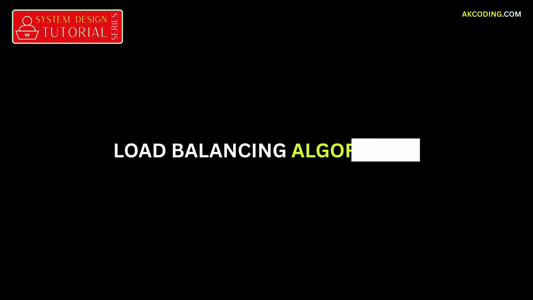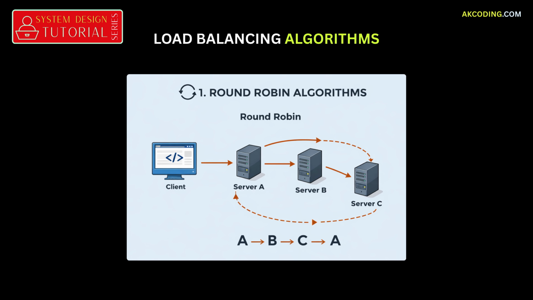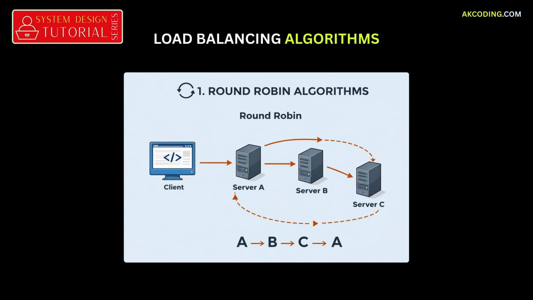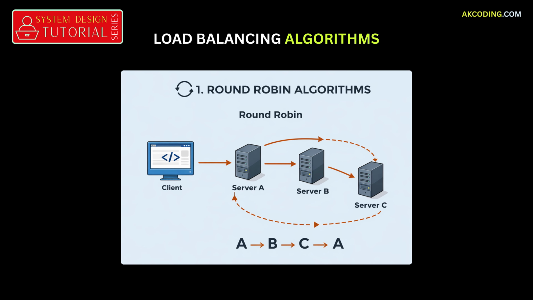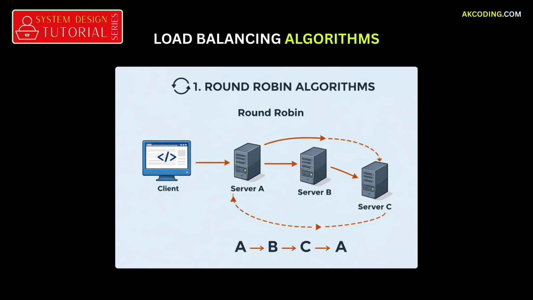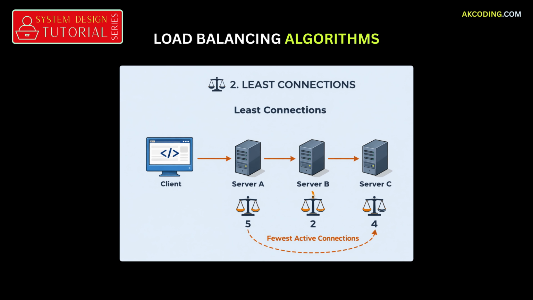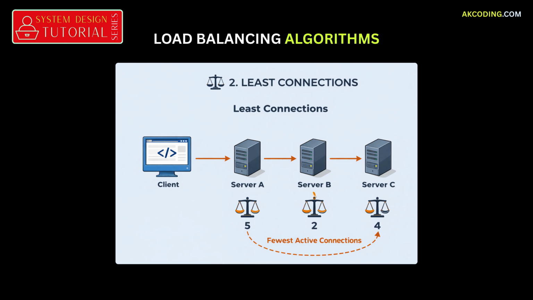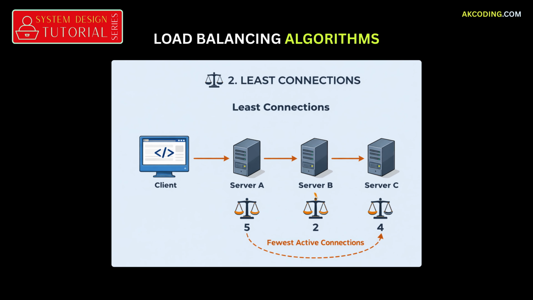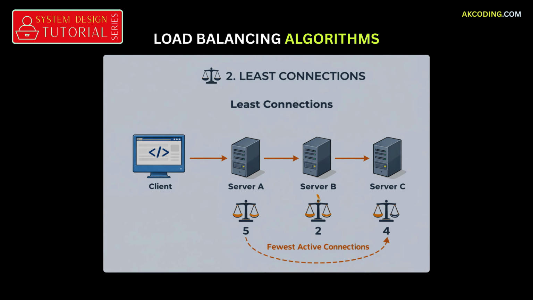Now let's see the load balancing algorithms. Number 1, round robin. Distributes incoming client requests sequentially and cyclically across a pool of servers. It is simple but ignores server loads. Number 2, least connections. Request goes to the server with the fewest active connections, perfect for long running requests.